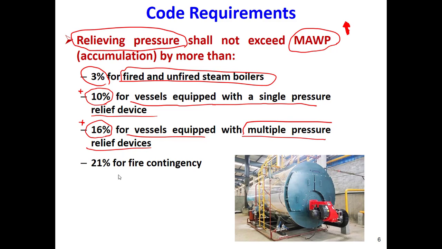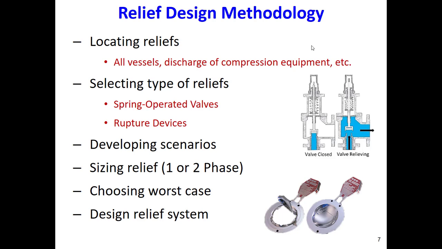And in case there is some possibility of fire in the equipment or the process, we can adjust the relief valve up to 20% more than the maximum allowable working pressure. But this is a general rule. It can change from one equipment to another, from one process to another.